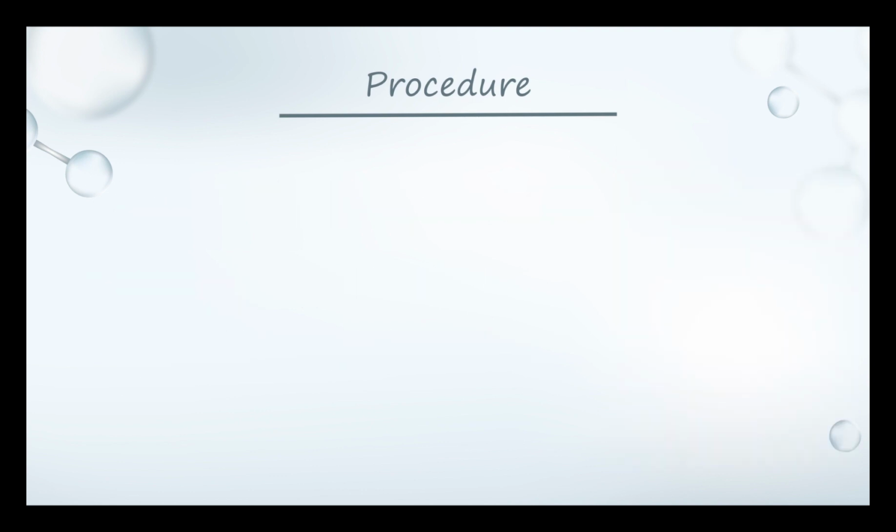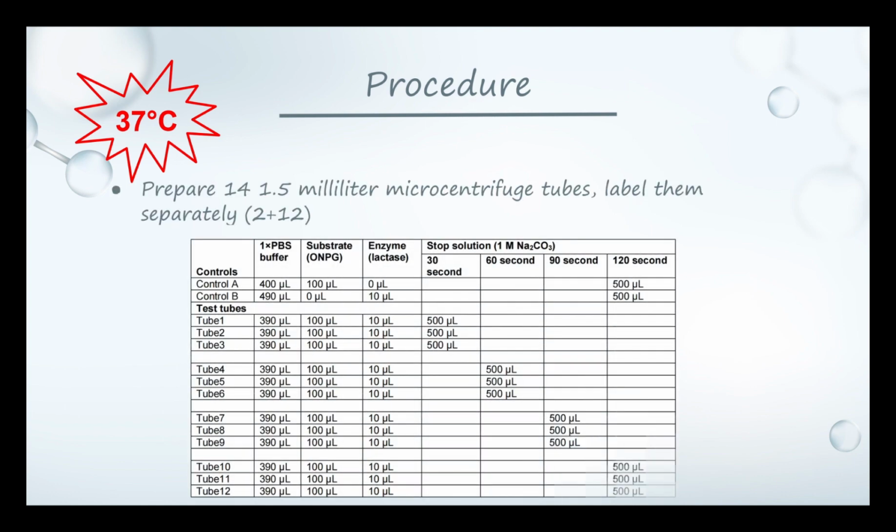The optimal temperature for human lactase is 37 degrees Celsius. So, we will be measuring the rate of the reaction at 37 degrees Celsius. Prepare 14 1.5 ml microcentrifuge tubes. Label them separately. There are 2 controls and 12 to be tested. The tested tubes will be separated into 4 groups, with each group having 3 tubes for repetition, as shown in the form.